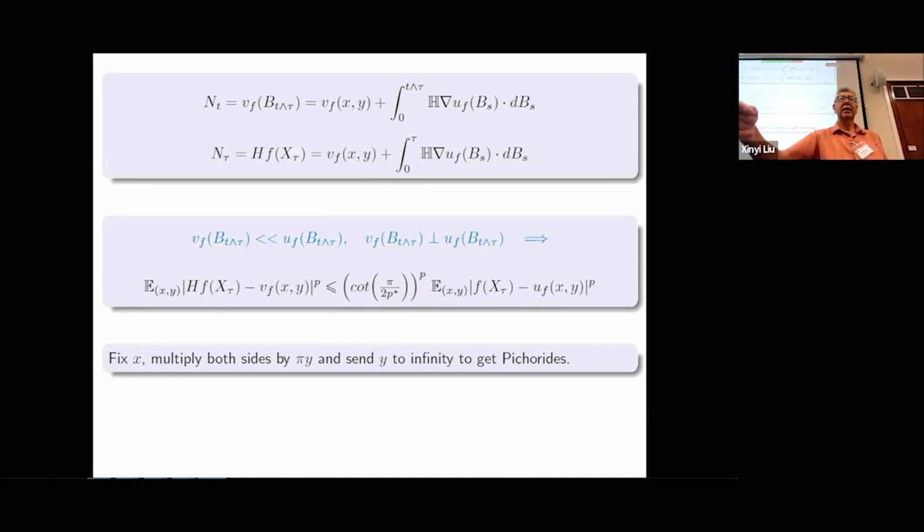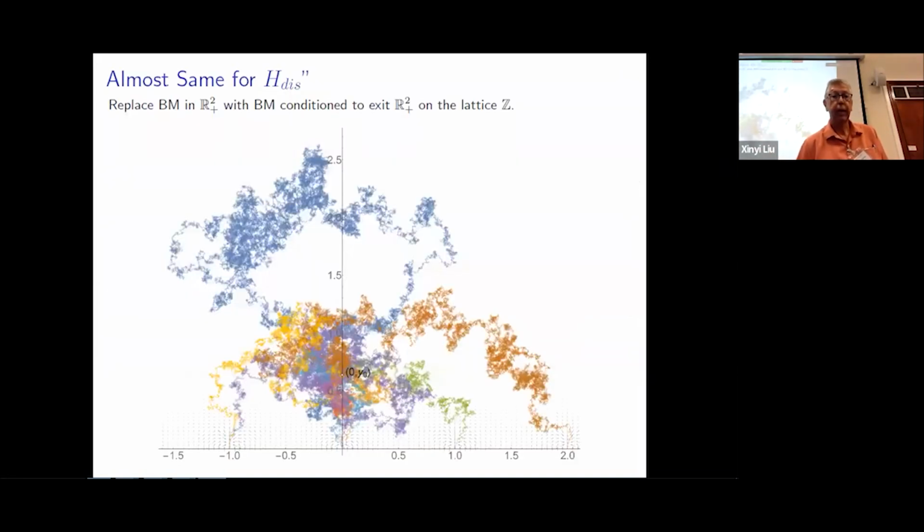The beauty of this is that in the harmonic case, in the one-dimensional case, the conditional expectation doesn't have any action. You get back the Hilbert transform of the function f. So this gives the representation. Then you apply the theorem, and you get this inequality. You fix x, multiply by pi y, and then you get Pichorides' theorem. So that's what we want to do now, but in a different setting, almost the same for the discrete.